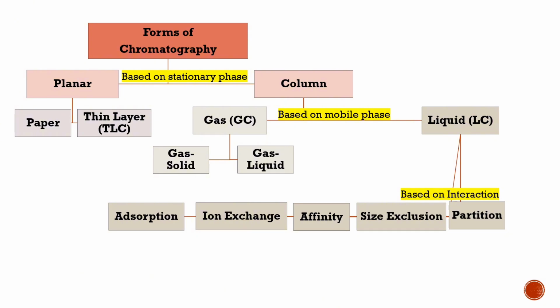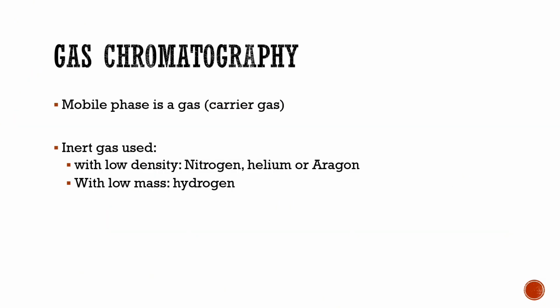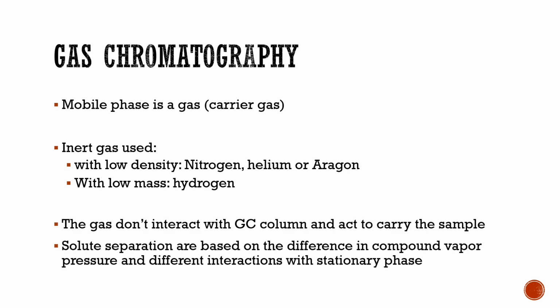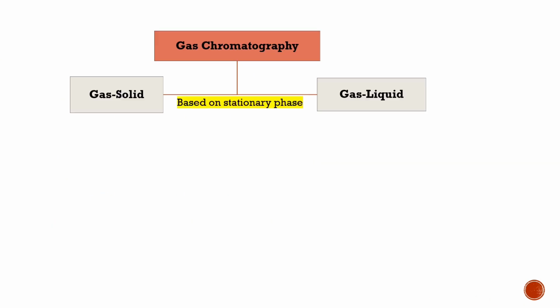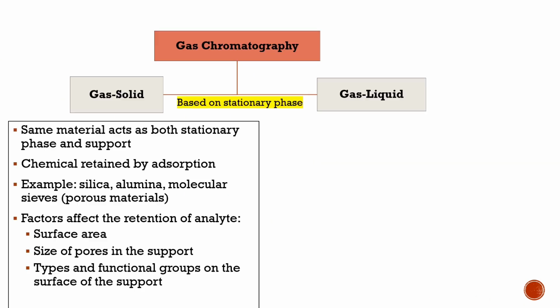So for gas chromatography, as its name suggests, it uses gas as a mobile phase. Usually they use an inert gas that has a low density, for example nitrogen, helium, argon, and a gas that has a low mass, like hydrogen. The gas will not interact with the gas chromatography column. It will only act as a carrier for the sample. The separation is based on the difference in compound vapor pressure and different interaction with the stationary phase. So this is about the gas.